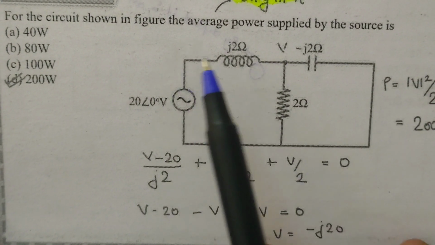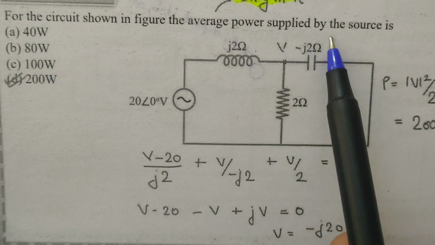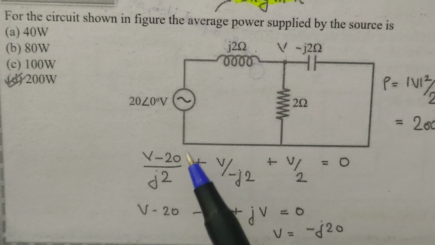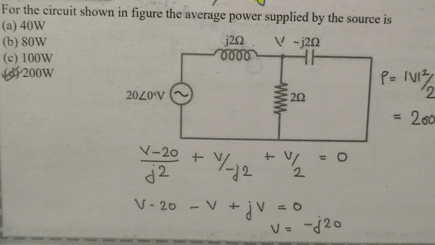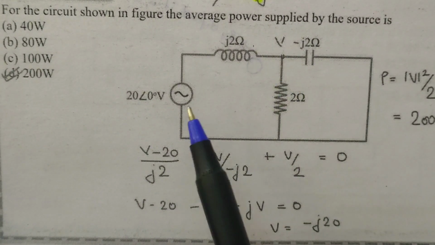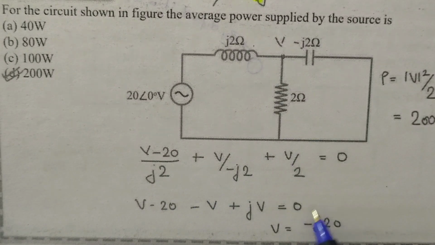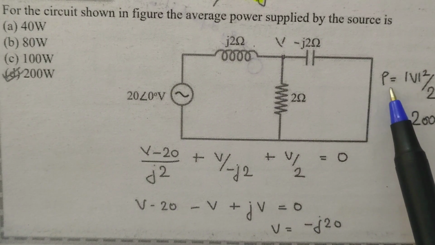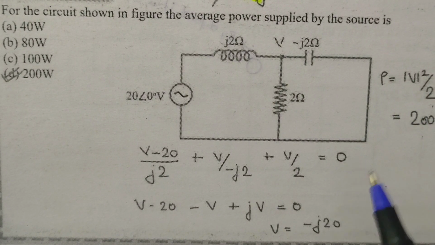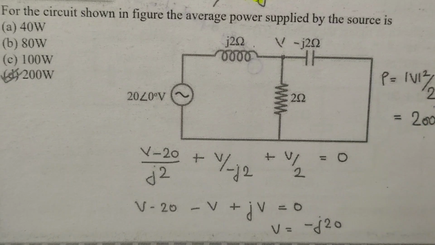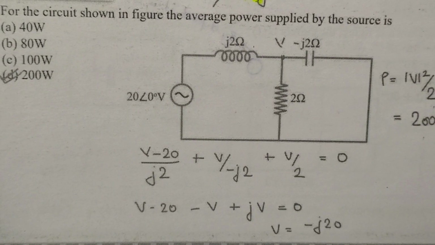In this question, he is asking to find the average power supplied by the source. Average power supplied by the source is absorbed only by the resistance. Here he has done nodal analysis, V by J2, V by 2, and he has got the P value. Simply he has used the formula P is equal to V square by R, giving 200 watts. So from this problem we can conclude that average power is absorbed only by the resistor.